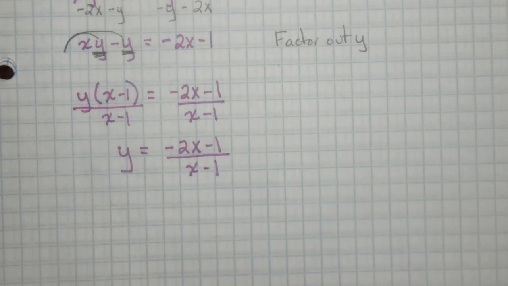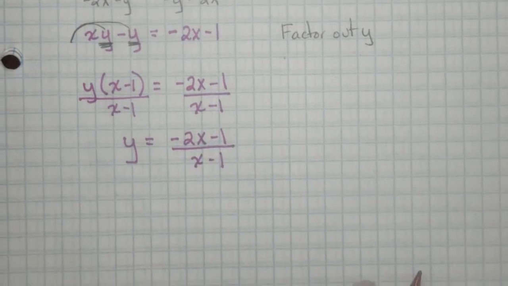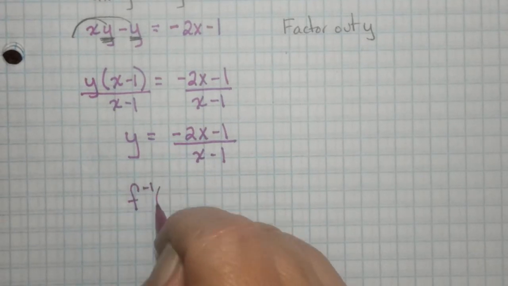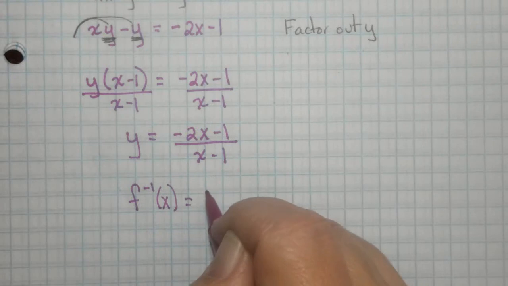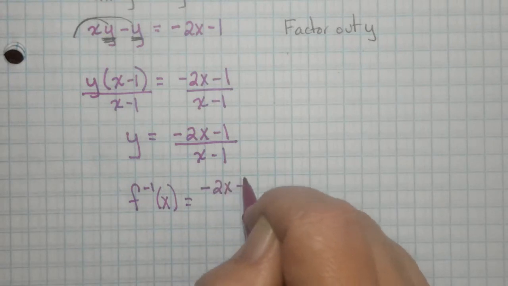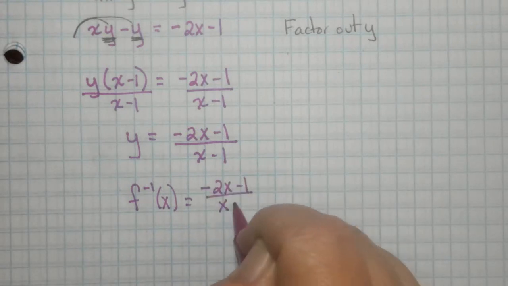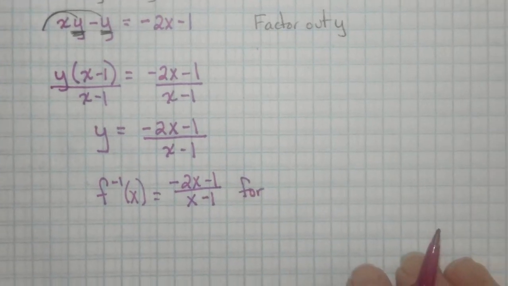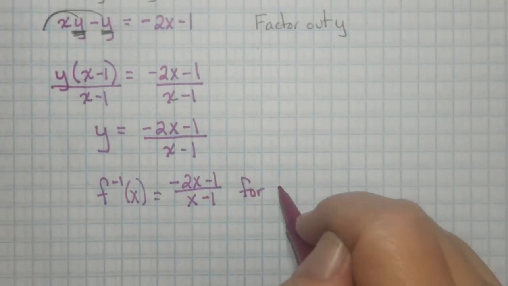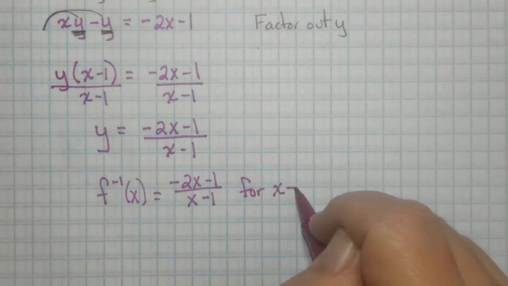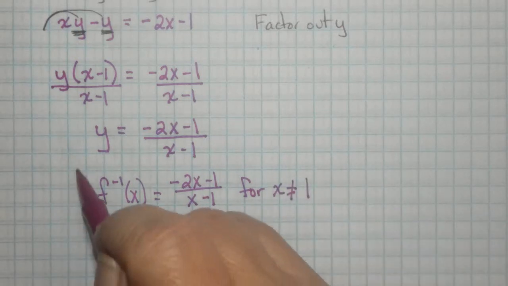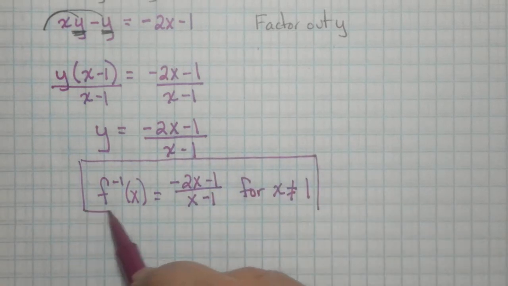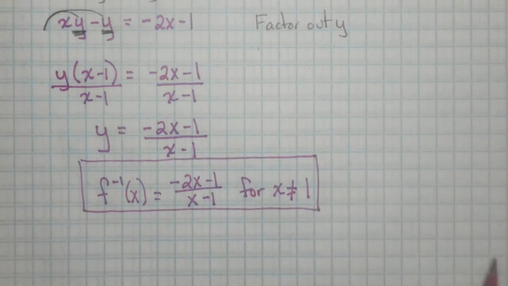So that's it. Now I just have one last step, which is to write it in function notation. F inverse of x equals negative 2x minus 1 divided by x minus 1 for, what do we have to say about the x? What can x not be? 1. X cannot be 1. That domain restriction is a piece of your answer. You can't leave it out.